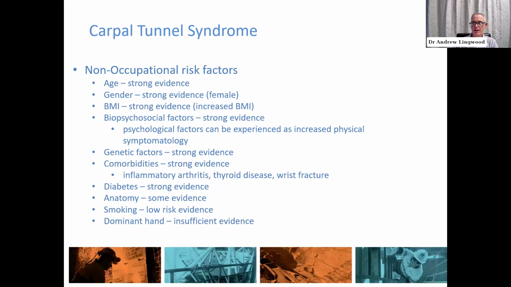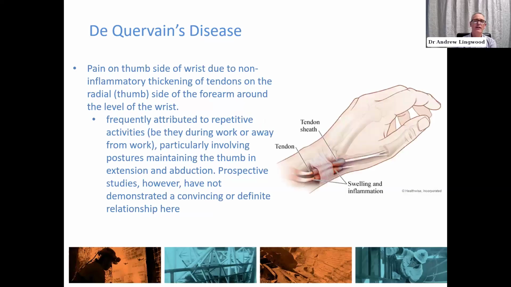So there's a bunch of non-occupational things that really should be looked at by any sort of claims manager or doctor who's providing an independent opinion on the causation of carpal tunnel syndrome. I'm going to move on next to another common condition around the hand and wrist, de Quervain's disease.